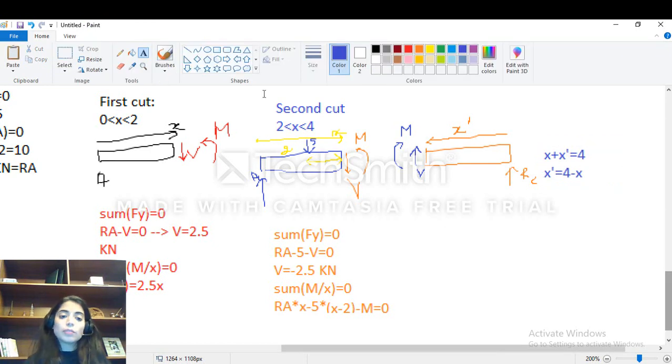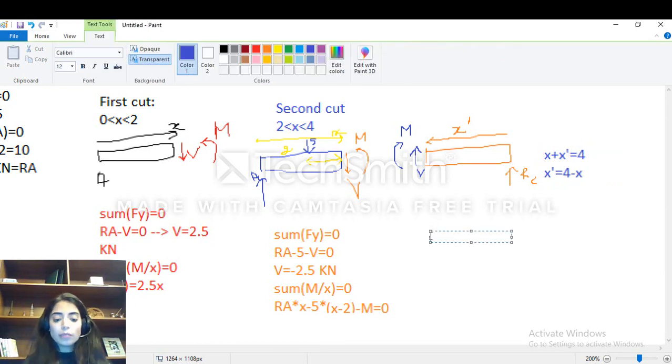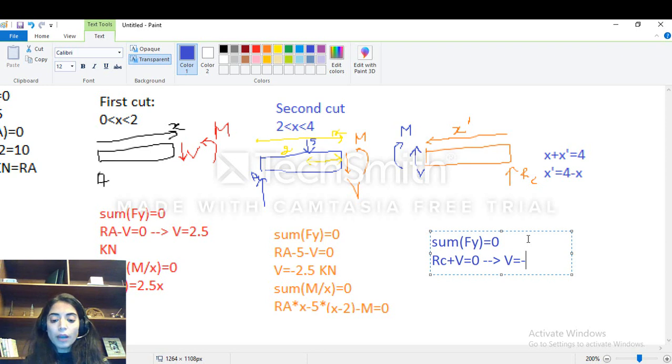So let's start, guys, by what? Let's start by the sum of Fy is equal to 0 like we did for the second cut. So the sum of Fy is equal to 0 will give me what? I only have two forces here and they are both upward. So Rc plus V is equal to 0, and this basically means that V is equal to also minus 2.5 kilonewton, and this is the same answer that I got from the left part.